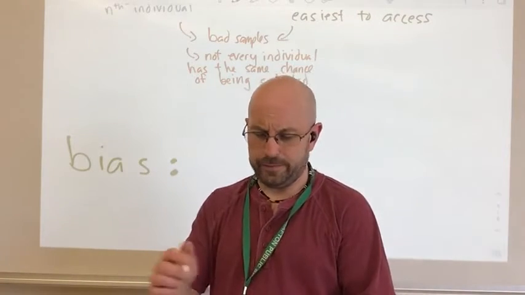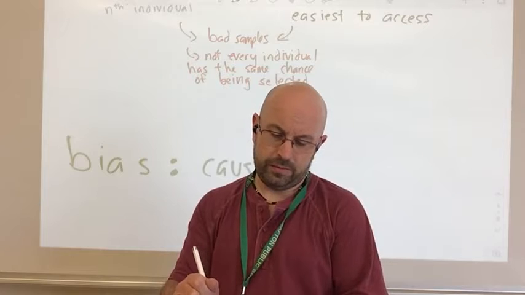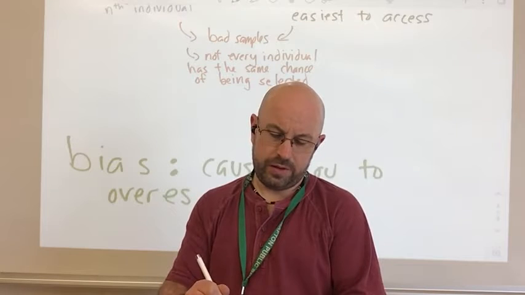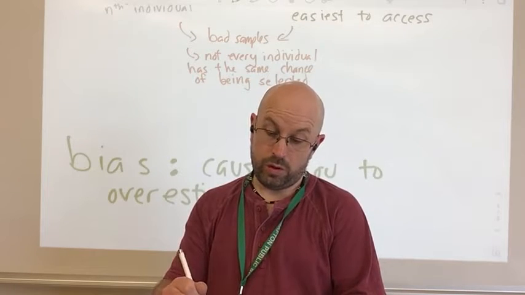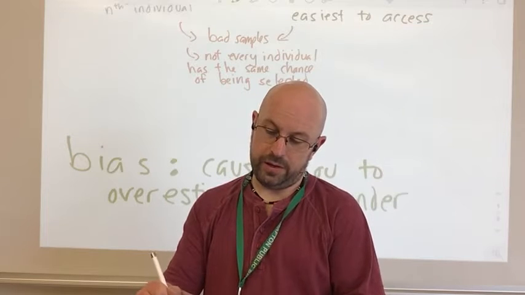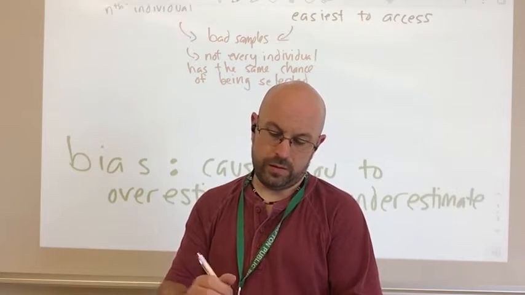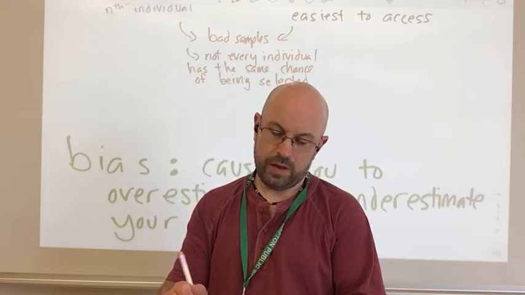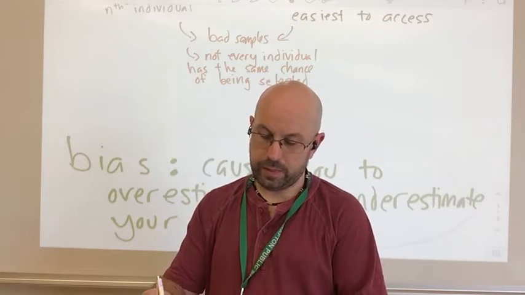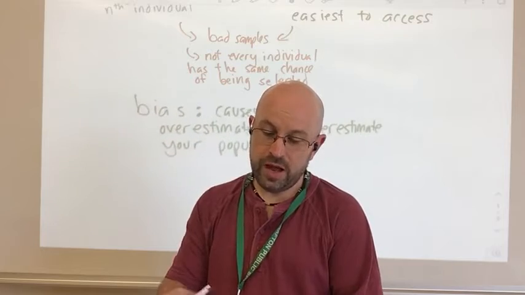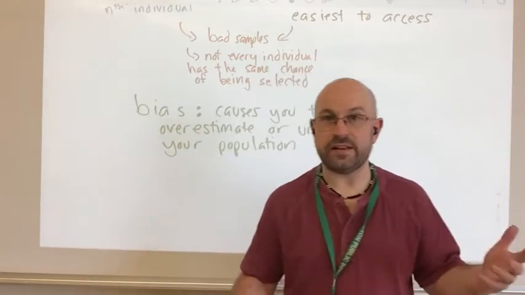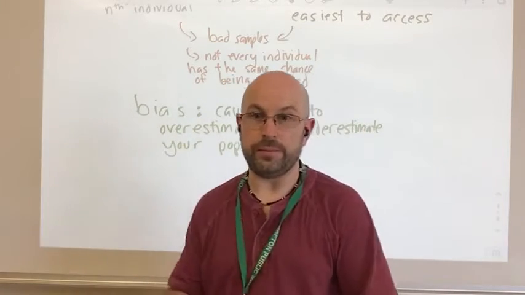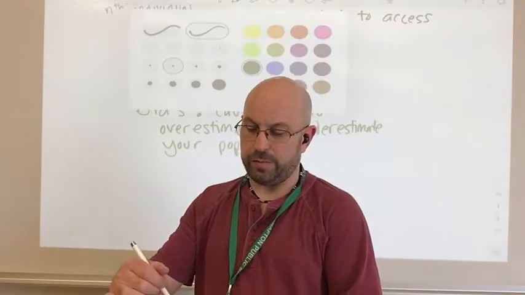Now, what bias is, it causes you to overestimate or underestimate your population. We'll talk about what that means in context a little bit. But basically, it's when you do something that causes you to come up with a bad statistic that doesn't necessarily represent your population. We'll talk about different types of bias that can lead you there, which will help you a little bit. First one we'll talk about is undercoverage bias.